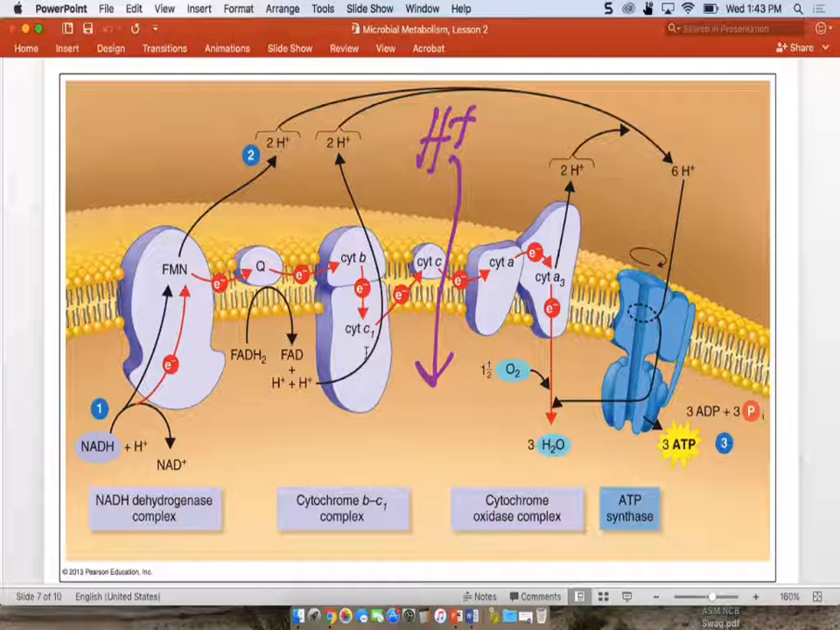What's going to happen to the yield? No ATP. No ATP? Why not? Because the H ions won't go through ATP synthase. Perfect. Or at least less frequently. So there's less ATP that gets produced. Perfect.